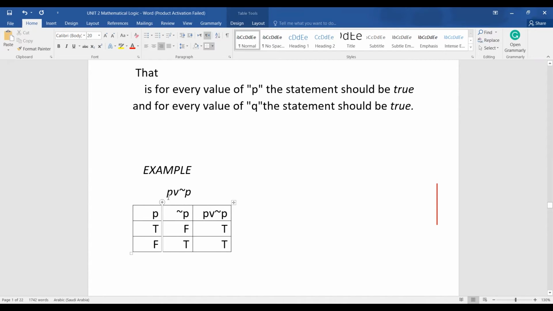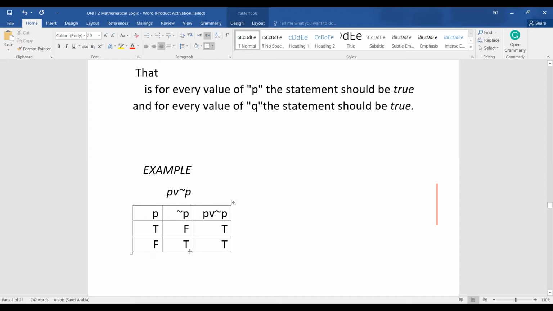Here we have the example P or negation P. First, we will write P and its possible values. P could be either true or false. There are no other possible values. Then negation of P means the opposite of P. When P is true, the opposite would be false. When P is false, the negation would be true.